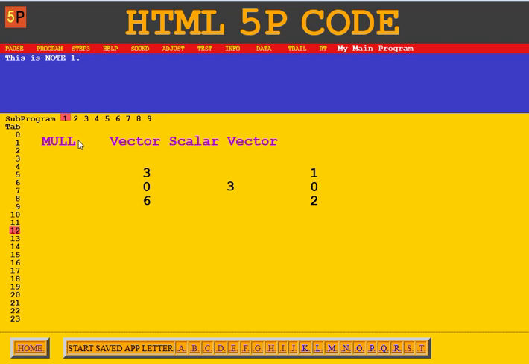So here's multiply list, vector, scalar, vector. Same idea. This is at A1, this is at A2, this is at A3. This is A3 offset 0, offset 1, offset 2, and this is A1, offset 0, offset 1, offset 2, but this is multiplying, so it's 1 times 3 is 3, 0 times 3 is 0, 2 times 3 is 6. Alright, that's that type. Now we go on to another type.